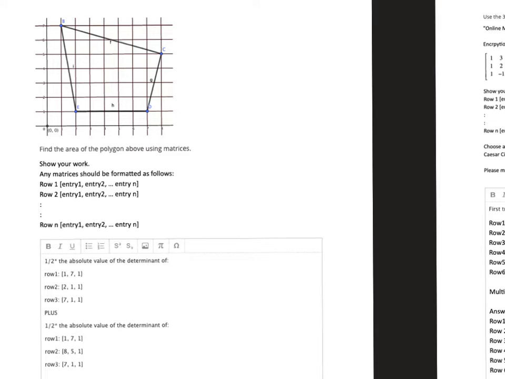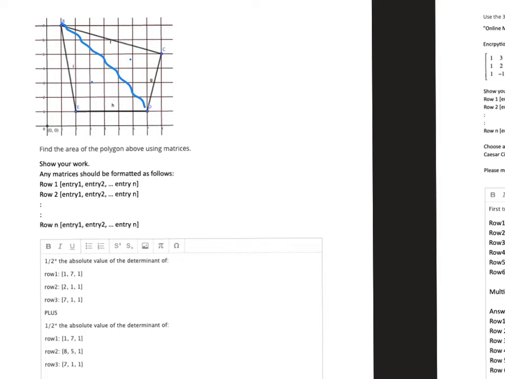So the directions here say find the area of the polygon using matrices. There's other ways you could find this area, but we want it using matrices. And so I need to split this into triangles. And you could do this one of 2 ways. You could go from here to here, one triangle, or you could go from here to here. Again, excuse my squiggly lines, but now I've got 2 triangles here. The first way is fine, but this is the way that I did it, so I'm going to leave that there.